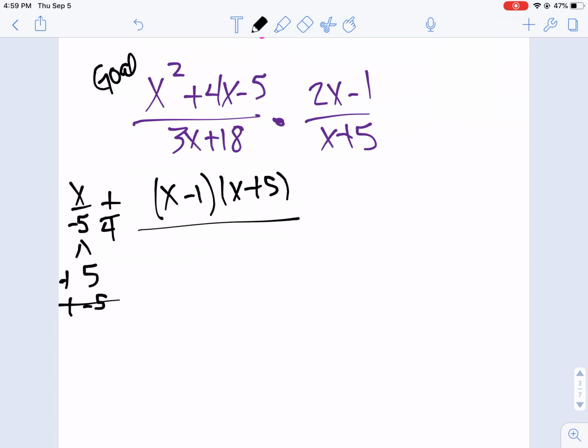The bottom is going to be a GCF. So we take a 3 out, and that leaves you with x plus 6.